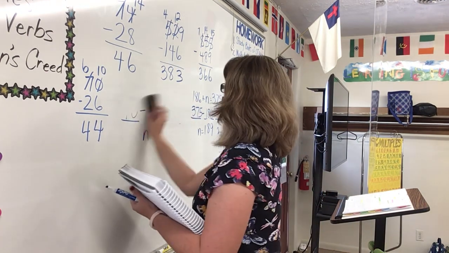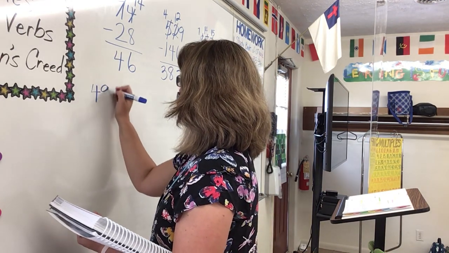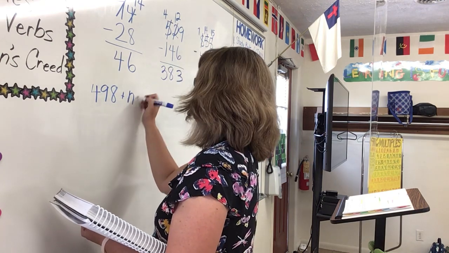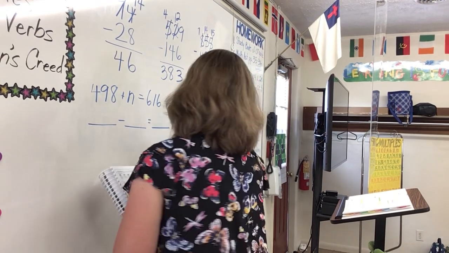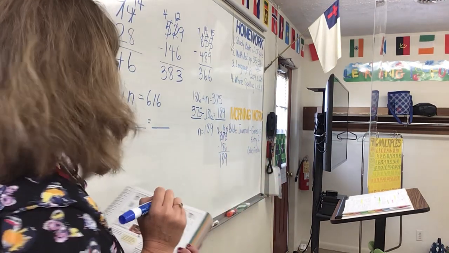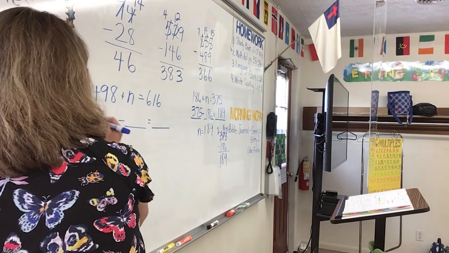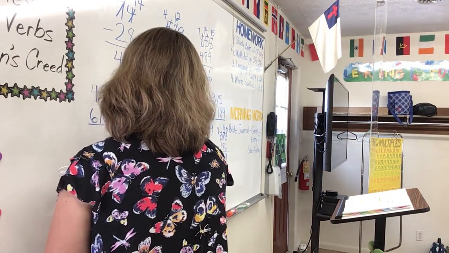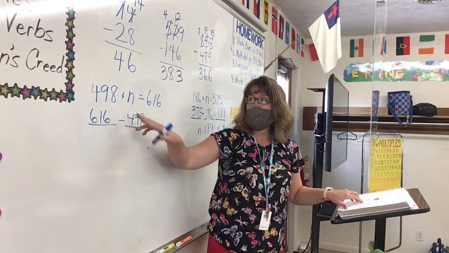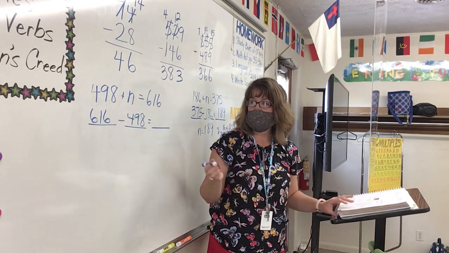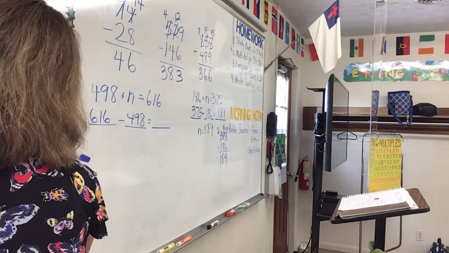And then let's do one more. So 498 plus n equals 616. So someone besides Alex, since he told me the other one, tell me how to do that. Mason? 616 minus 498. Good. So I take my two numbers and I do the opposite of addition, which is subtraction. So let's do the math over here. 616 minus 498.